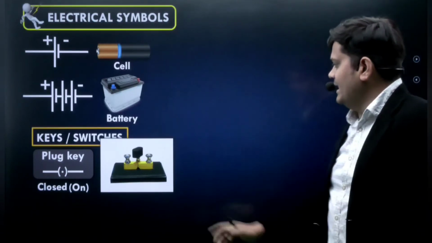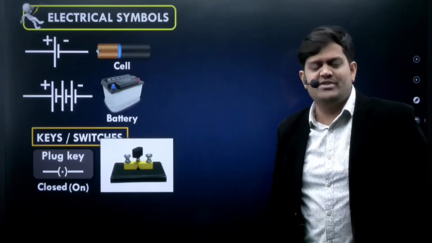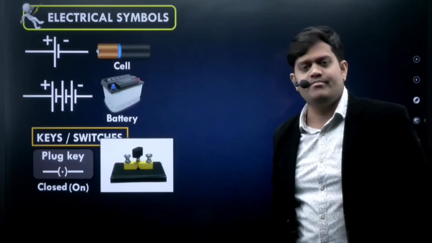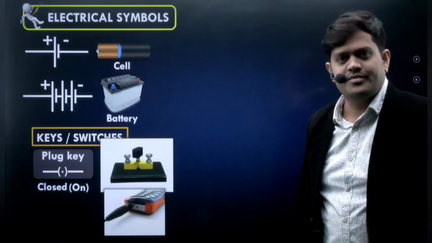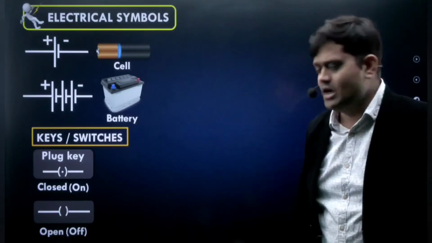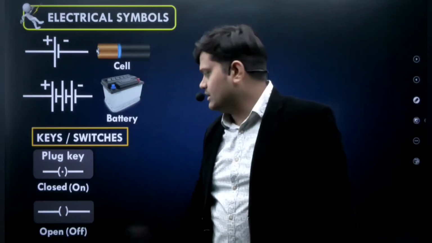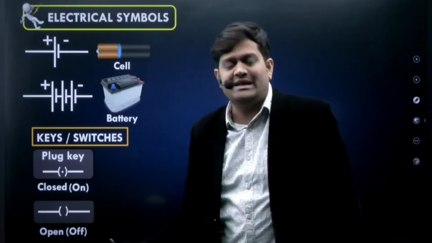So now it looks like this. In your school physics lab, you see this. Second one is this. Like next, this is the open key, or we can say that off. This is closed, this is on. So this is the concept of the key.